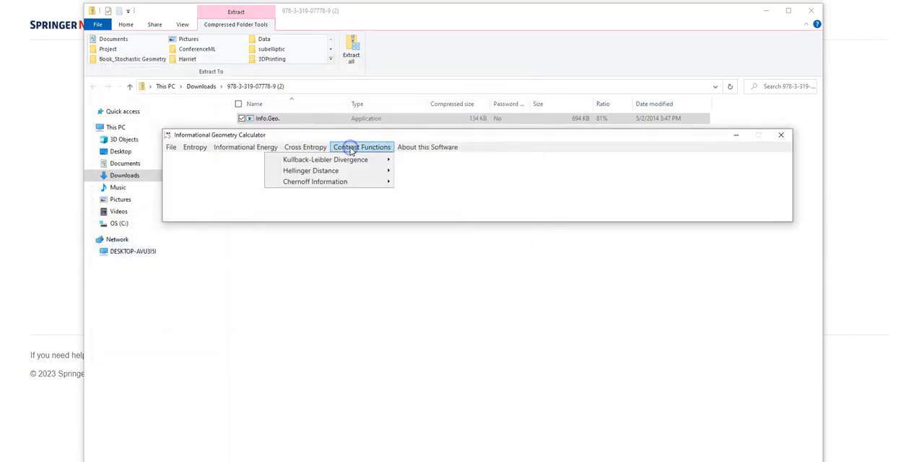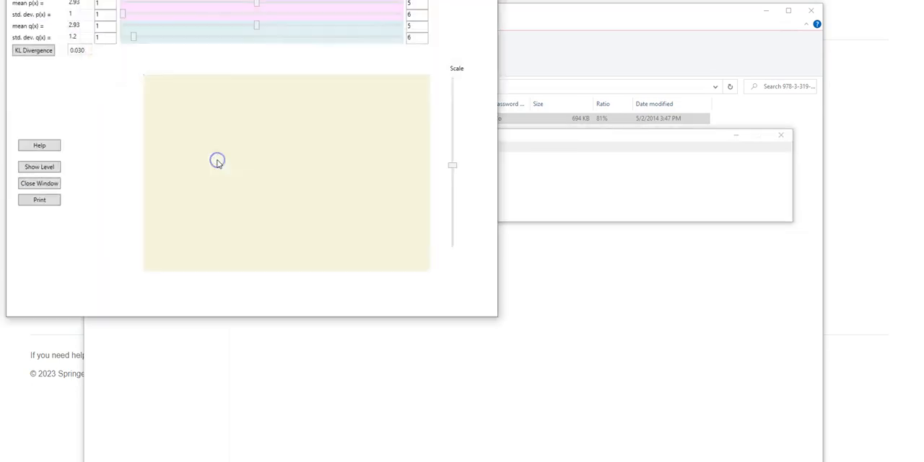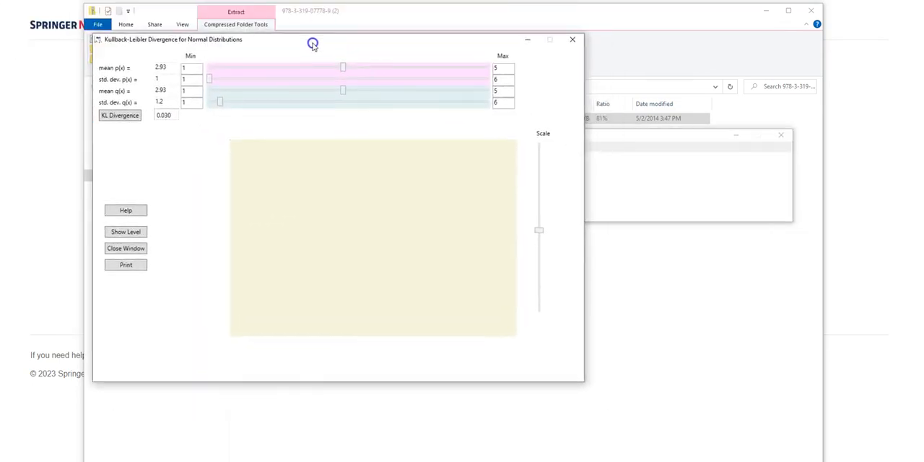We also have contrast functions. There are three kinds of contrast functions implemented here: Kullback-Leibler divergence, Hellinger distance, and Chernoff information. The most familiar is Kullback-Leibler divergence, which measures the proximity between two probability distributions. It's not a distance because it's not symmetric and neither satisfies the triangle inequality, but it's pretty useful.